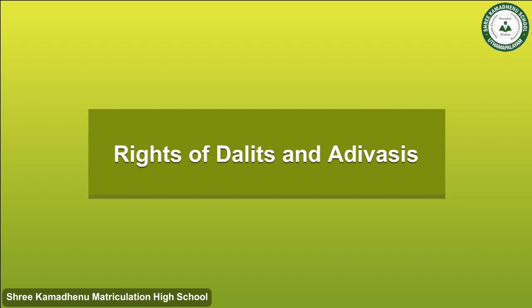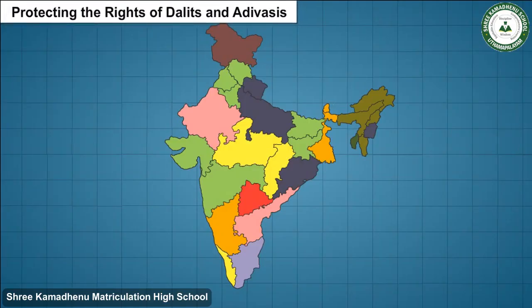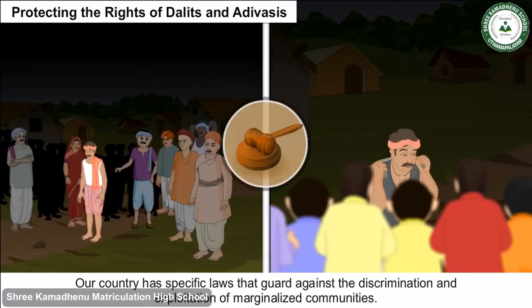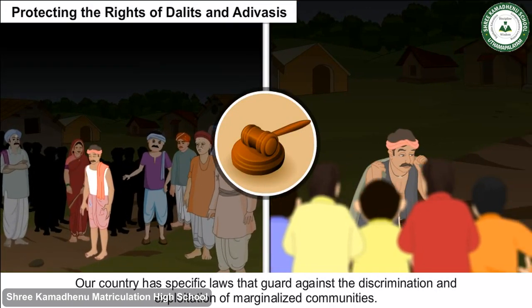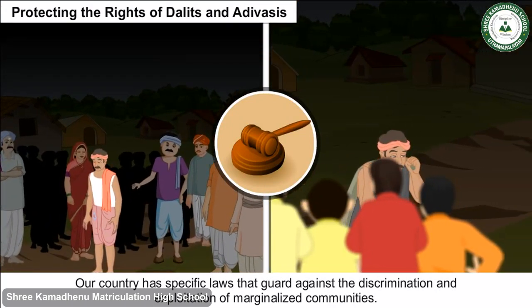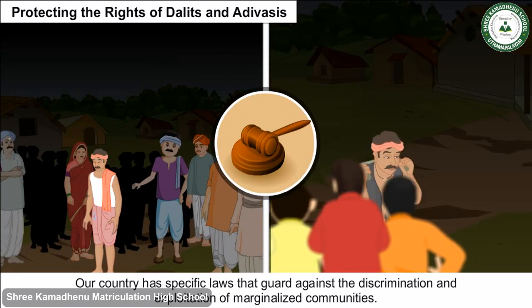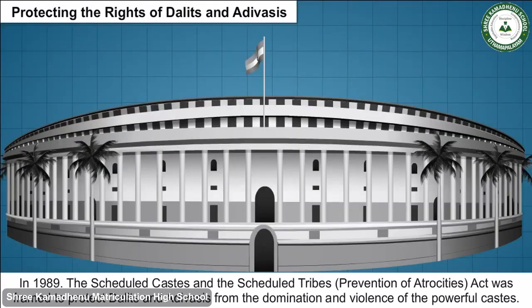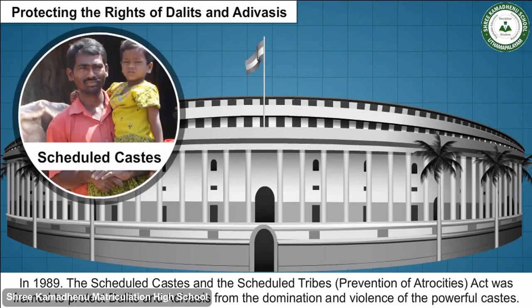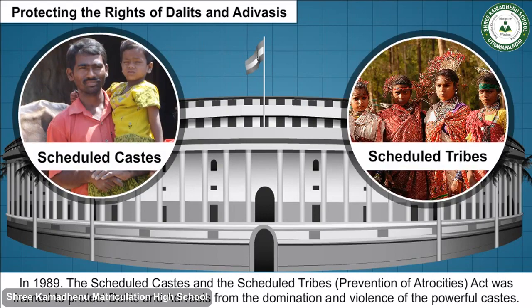Rights of Dalits and Adivasis. Protecting the rights of Dalits and Adivasis. Our country has specific laws that guard against the discrimination and exploitation of marginalized communities. In 1989, the Scheduled Castes and the Scheduled Tribes Prevention of Atrocities Act was framed to protect Dalits and Adivasis from the domination and violence of the powerful castes.